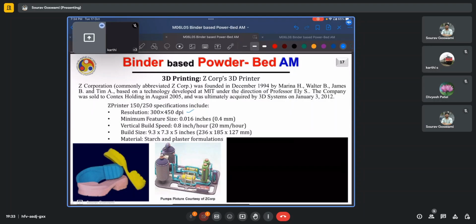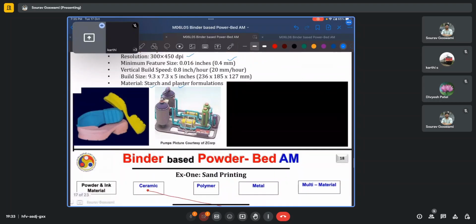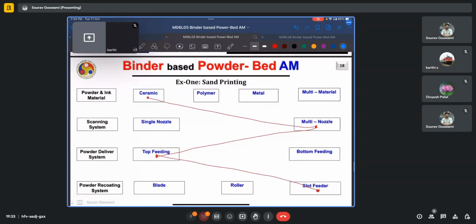It can process very small features, to the extent of 0.4 mm, which is a really fine step size or layer height. The build speeds can be up to 0.8 inch per hour in the vertical build direction. And initially the build size was of the order of some 236 into 185 into 127 millimeter cube. Initially, it worked with starch and plaster formulations. Of course, later all the other materials could also be processed.